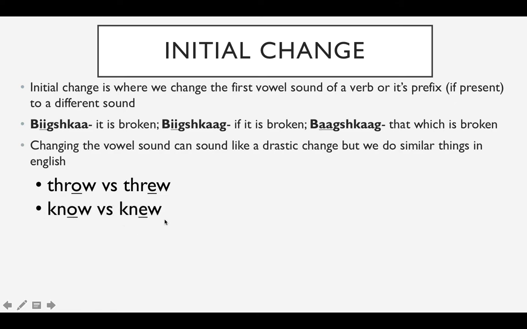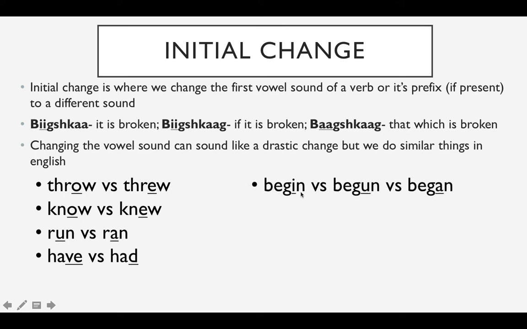No versus new. Again, first vowel sound changed in English. Run versus ran. Again, first vowel sound's just changing here. We're doing this in English. Have versus had. So this is a consonant change here. The V sound changed to a D sound. In Ojibwe, we don't have that. We just focus on the first vowel sound. So this is an example of why English is harder to understand than Ojibwe.